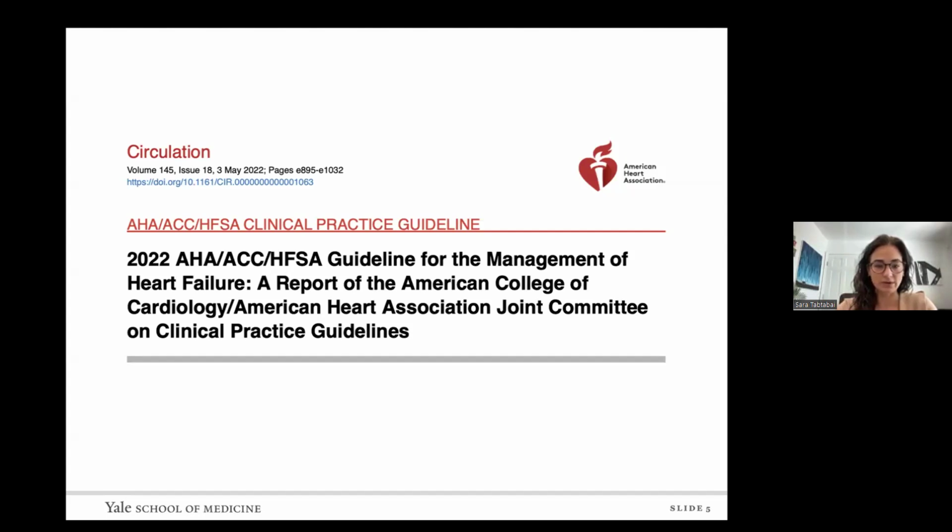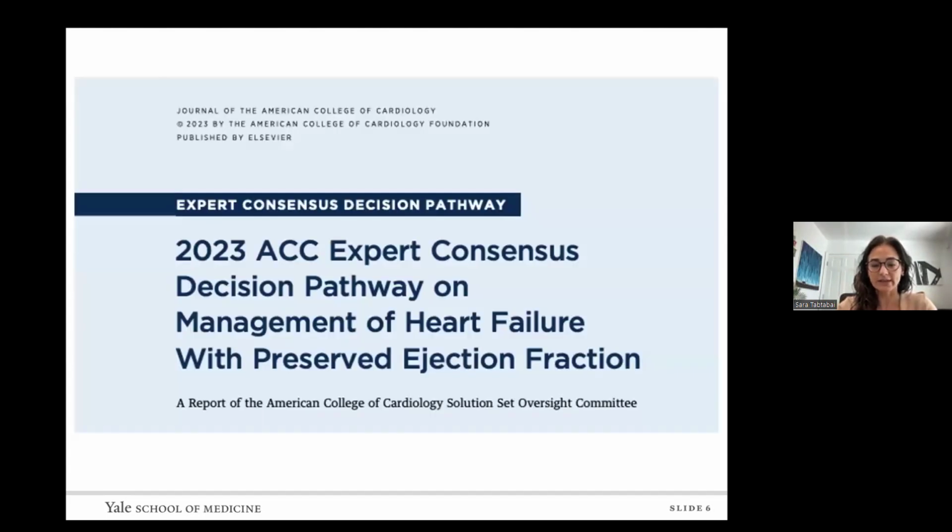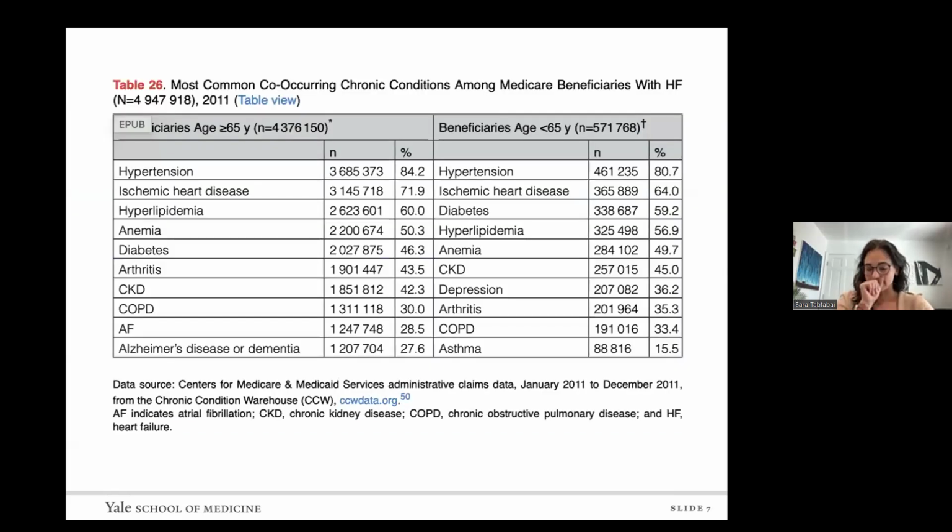It's the 2022 AHA, ACC, HFSA guideline for the management of heart failure. And then we'll have some points from the 2023 ACC expert consensus decision pathway on the management of heart failure with preserved ejection fraction. Those are 2 good documents to go back towards that do talk about comorbidity management in heart failure.